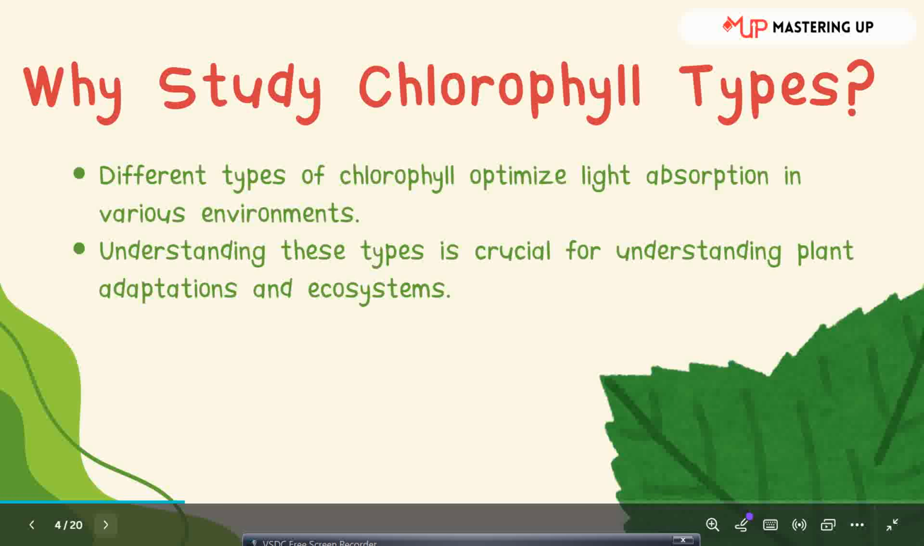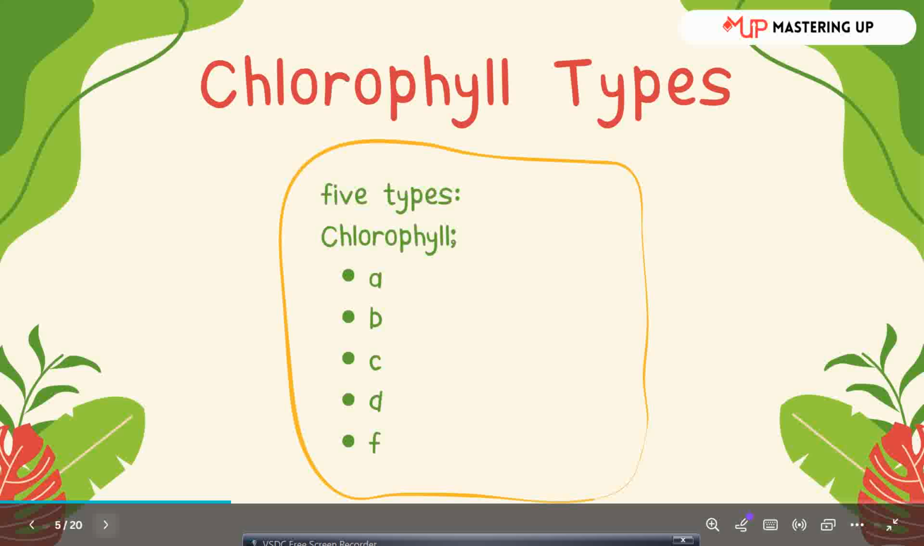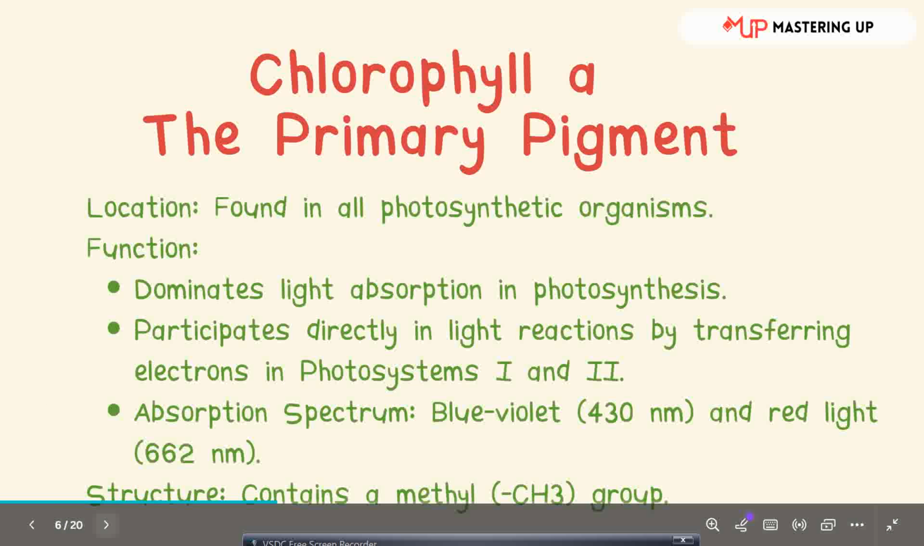Now basically there are 5 types of chlorophyll: chlorophyll A, B, C, D, not E, F. So A, B, C, D and F. Let's discuss each one by one.